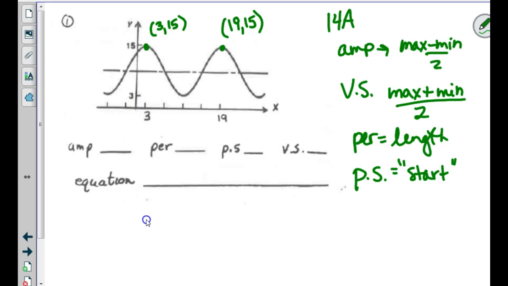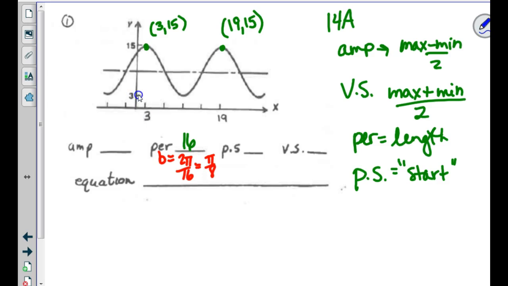Okay. How long did it take to get from 3 to 19? What's the length? Yes, 16. So that's actually the period. That's not what's going to go in the equation, though. Can anybody tell me what's going to go into the equation? That makes B become what? Yeah, 2 pi over 16, which will reduce to pi over 8.